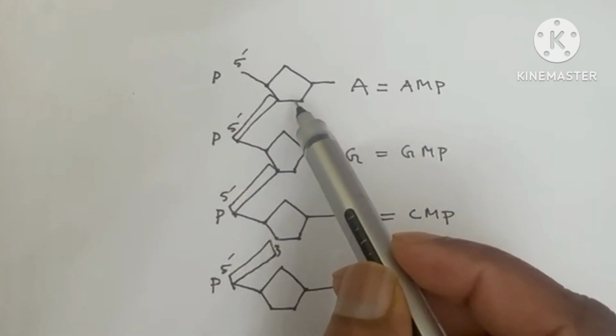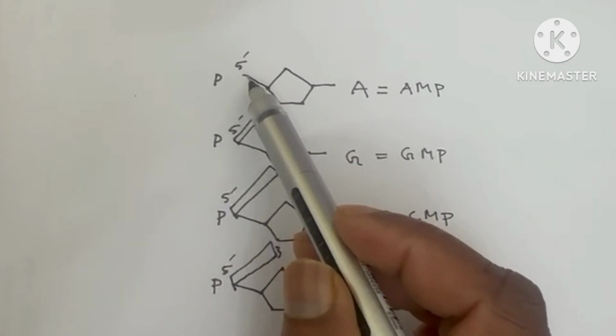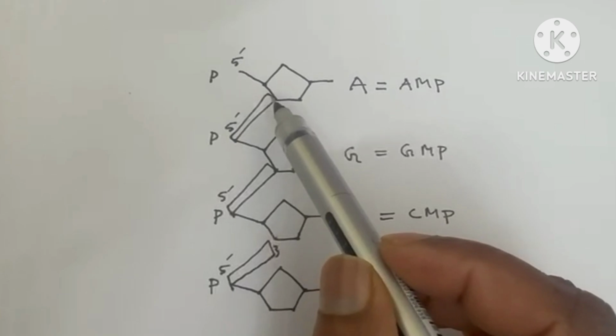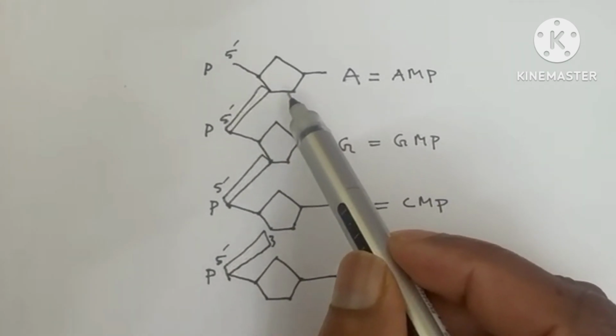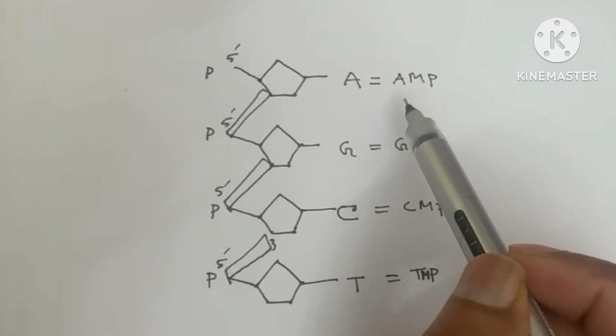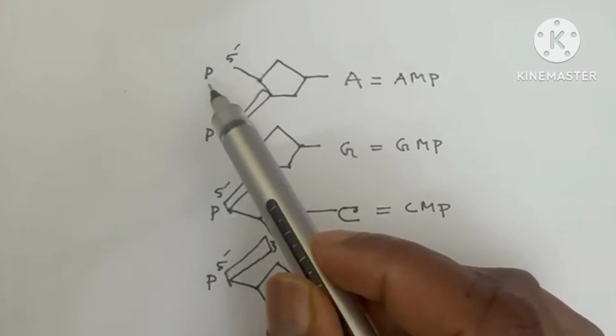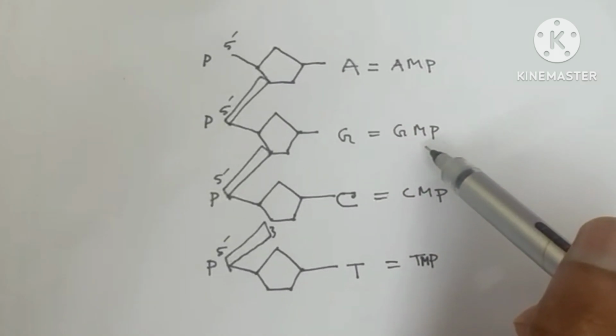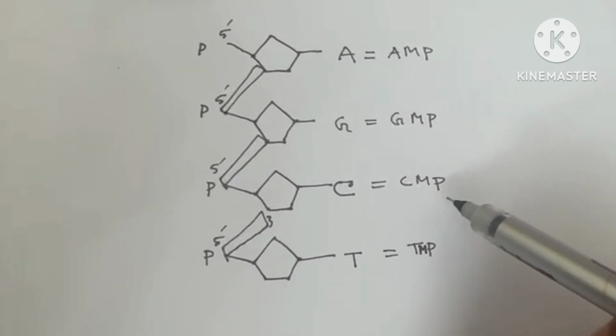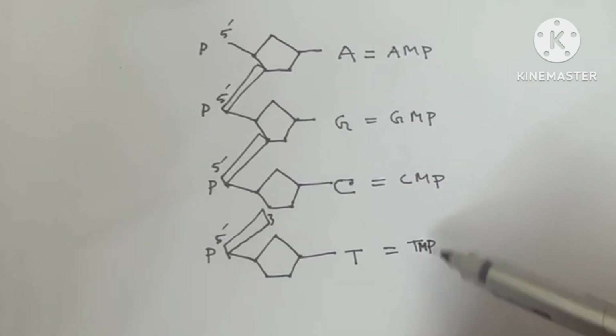Phosphate binds with sugar at 5' position and forms nucleotide. It means phosphate plus nucleoside equals nucleotide. Adenosine plus phosphate is adenosine monophosphate, it is a nucleotide. Guanosine monophosphate is also a nucleotide. The others are also nucleotides.